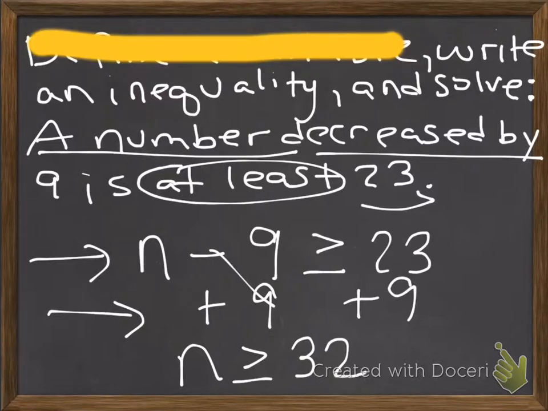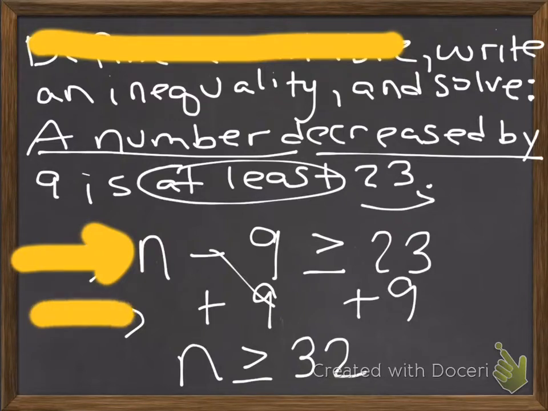The words a number usually represent our variable, so I put that as n. Decrease by is going to be minus, so -9. And then at least is always going to be greater than or equal to. So n minus 9 is greater than or equal to 23. Then to solve for n, we're going to add 9 to both sides. And then we get n is greater than or equal to 32.